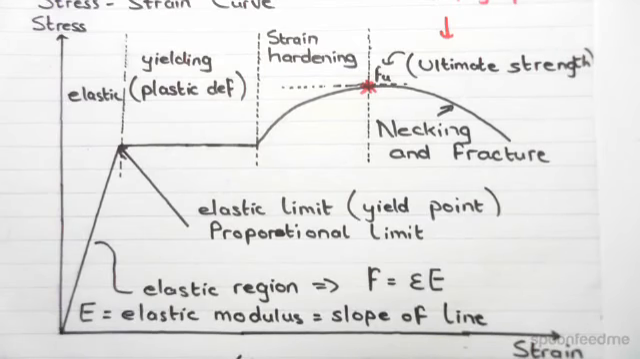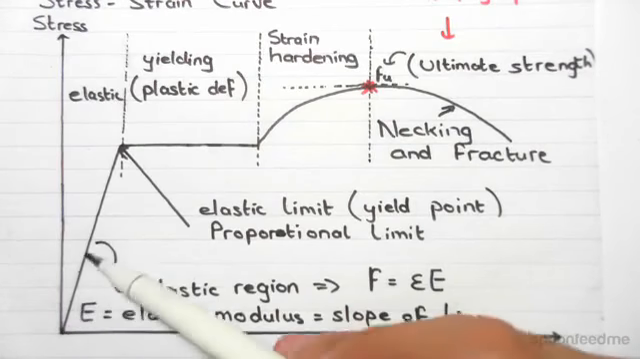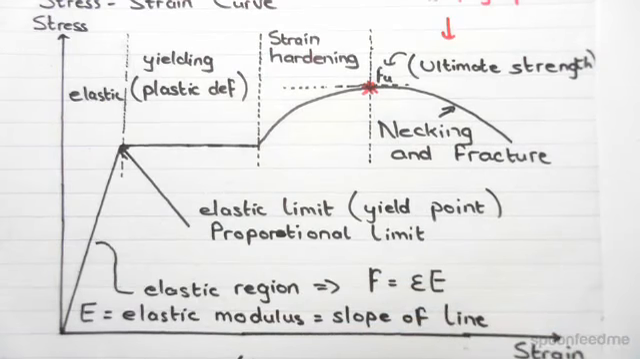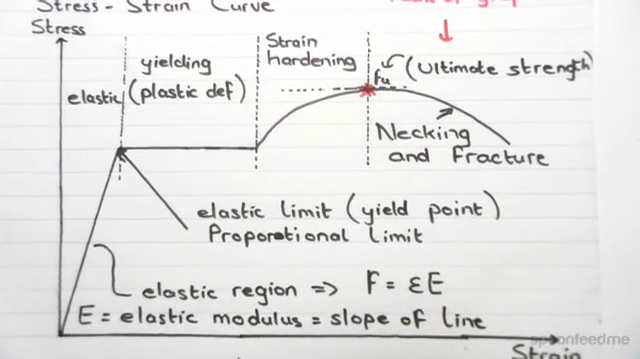Okay, now let's begin at the origin with zero stress and zero strain. Suppose we load a steel, okay? We have the first region here. This region is called the elastic region, okay? So what is the elastic region?